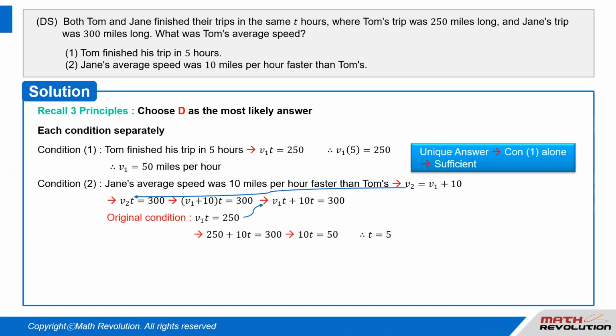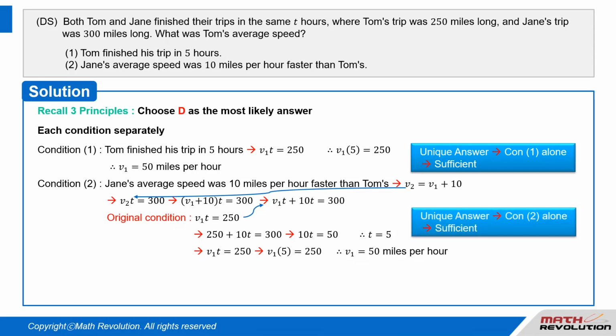Now, we also know that v1 times t equals 250, which we can substitute into the equation. The resulting equation is 250 plus 10 times t equals 300. That is, 10 times t equals 50, or t equals 5. If we substitute t equals 5 in v1 times t equals 250, we get v1 times 5 equals 250, or v1 equals 50 miles per hour, and Tom's average speed will be 50 miles per hour. Since it is a unique answer, this condition is sufficient.